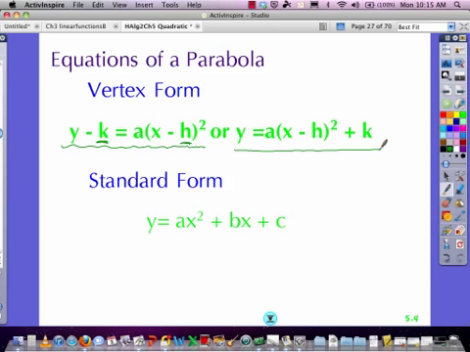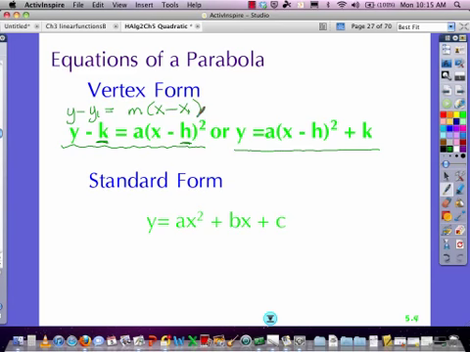I personally like the one on the left here because it mirrors our equation point slope that also had the same setup. So if I looked at my point slope equation, I knew x sub 1, y sub 1 was that point or that changed position, if you want to say now, in our new form. And standard form we know is y equals ax squared plus bx plus c. So those are the two forms we're really working with.